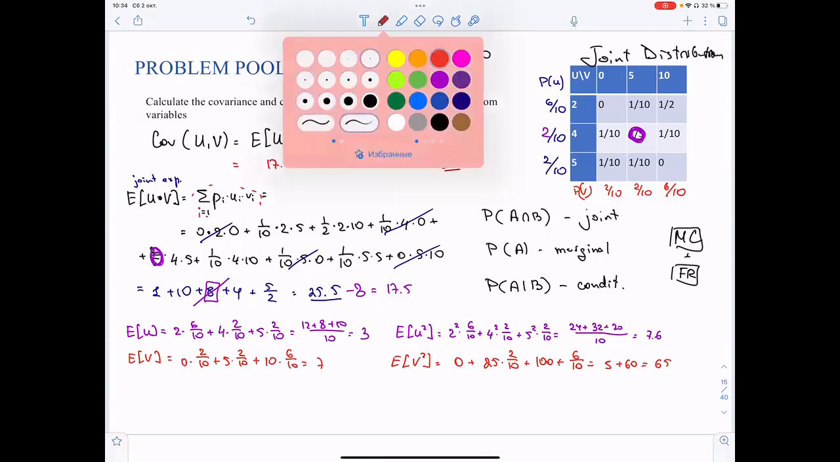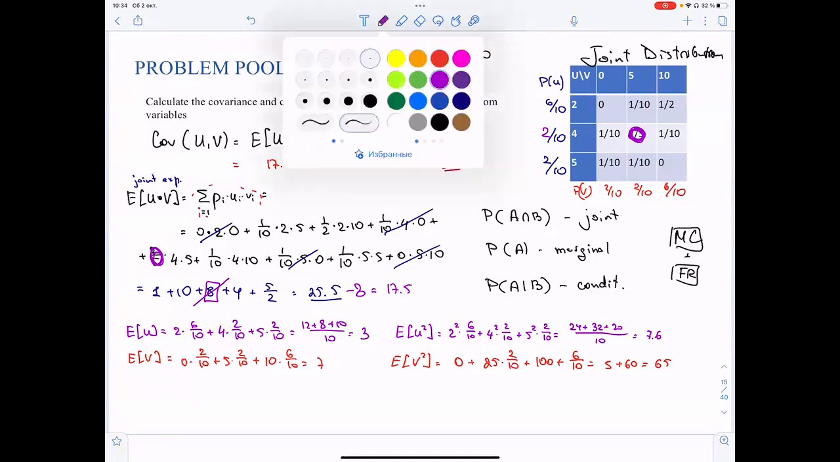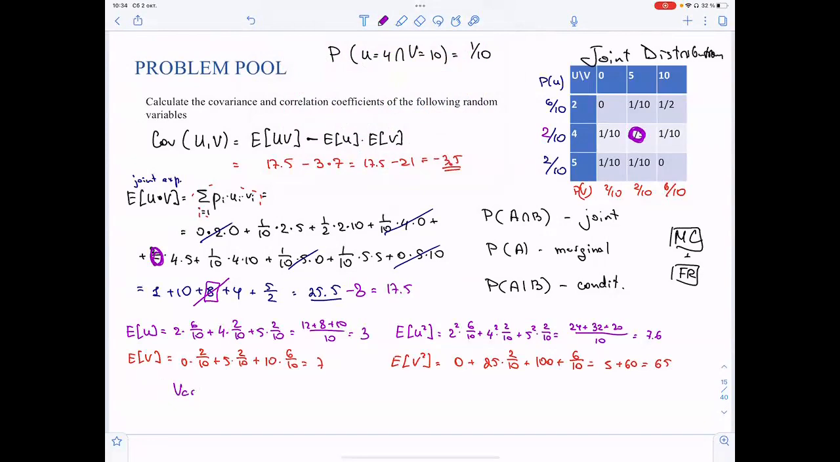Now we know the variance of U. Oh, no, I'm going to do it in purple. All right, so we are going to evaluate the variance of U, and it's going to be the expectation of U squared, 7.6, minus 3 squared. So it's 7.6. Well, it seems that I did a mistake. Oh, yeah, I did a mistake. 5 squared, 25. Yeah, you are right.